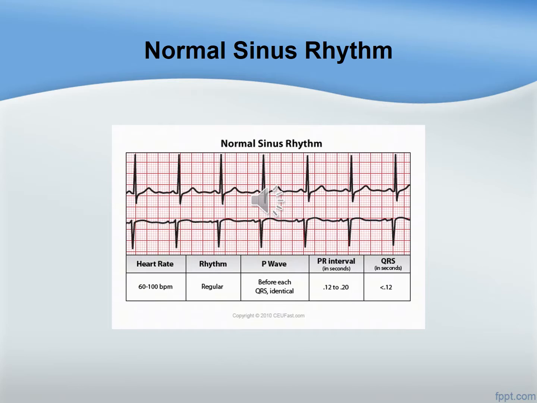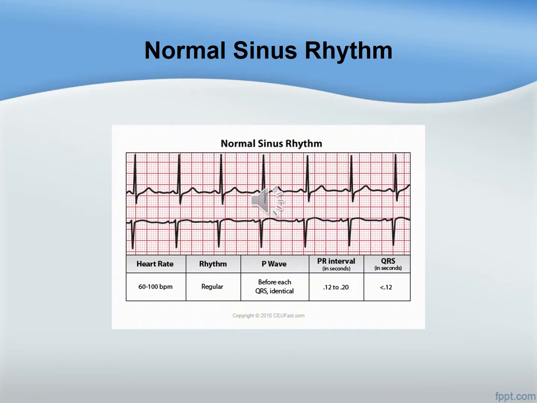So let's first start with the normal sinus rhythm. This is what we all should have and would like to have, and we want our patients to have. The heart rate is between 60 and 100 beats per minute. That's the normal range for a heart rate. The rhythm has a regular pattern. There is a P wave before every QRS, and they are all identical.